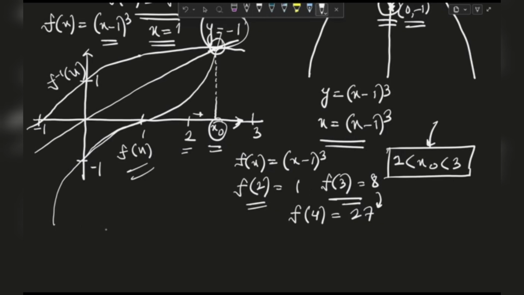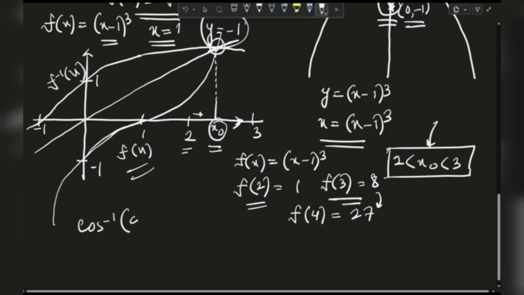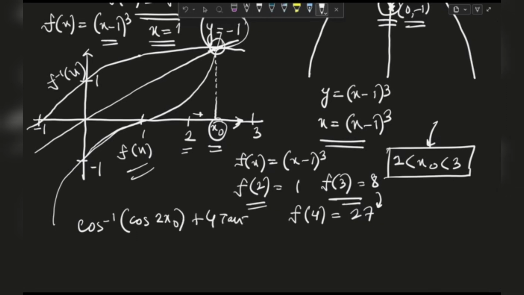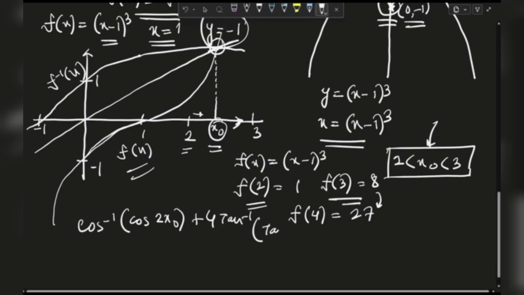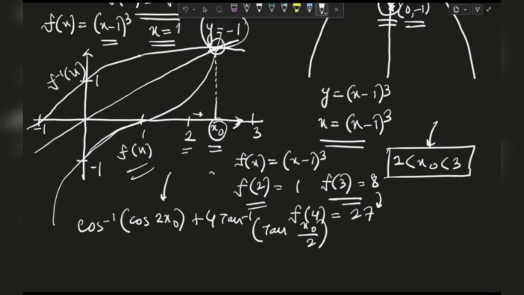Because if you remember in the question, we have to calculate something. I will write that out. This is cos inverse of cos 2x naught plus 4 times tan inverse of tan x naught by 2. We have to calculate this. And if you remember, cos inverse cos x and tan inverse tan x have different values at different intervals, and that was the reason I found out this interval. Otherwise you won't be able to ascertain in which interval it lies.